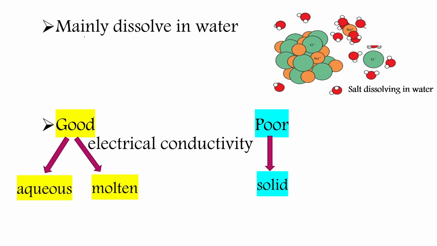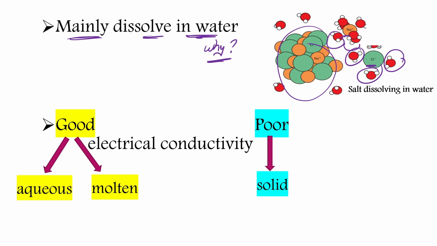Ionic compounds mainly dissolve in water. Why do they dissolve in water? As we can see here, salt dissolving in water. What's exactly happening? The water molecules are able to bond with the positive and the negative ions of the ionic compound, and this breaks up the lattice structure and keeps the ions apart.